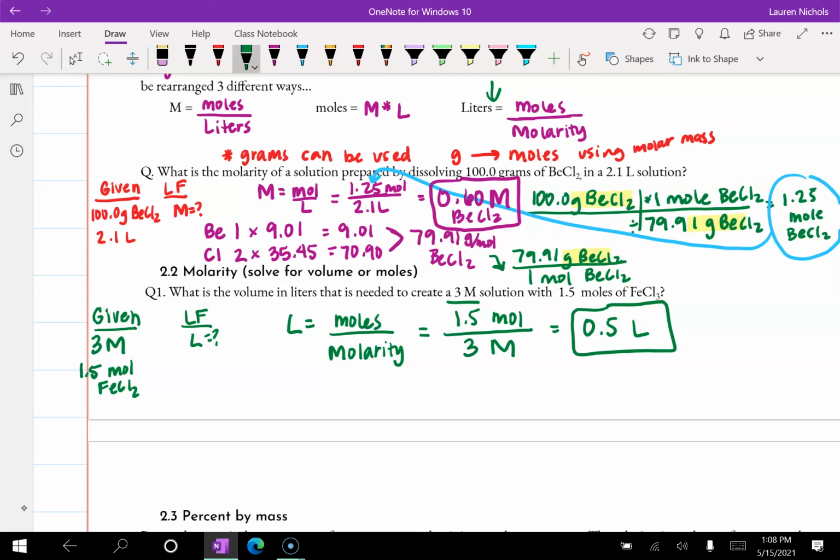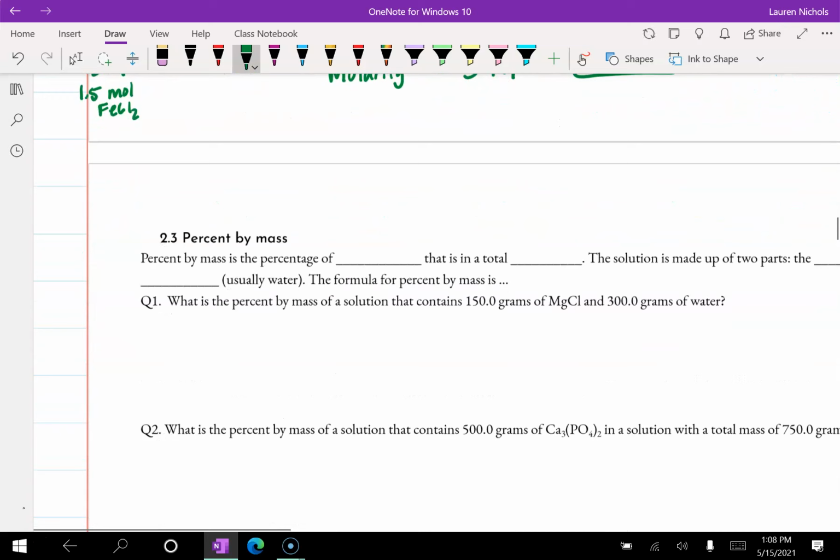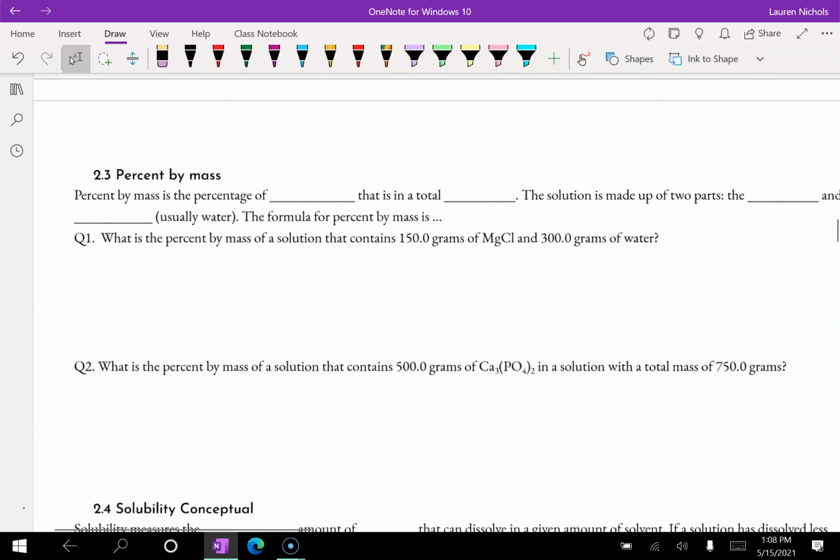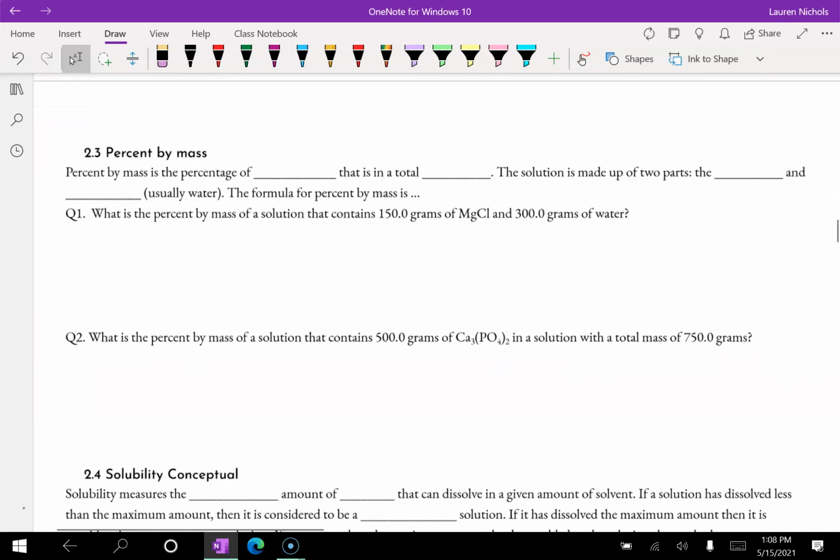And speaking of formulas, our percent by mass. Okay, this is the last real math part of Unit 2, so we're just kind of doing it all in one video. But percent by mass is the percentage of the solute that is in the total solution. So earlier it was kind of the ratio, but here we're talking about just percentage. And remember that your solution is going to be made up of 2 parts. You've got your solute and the solvent, which is usually water.